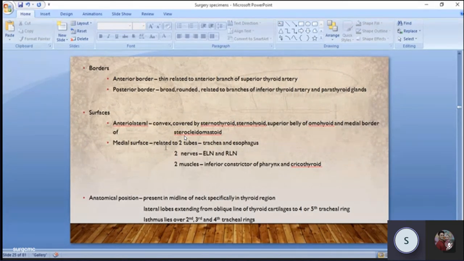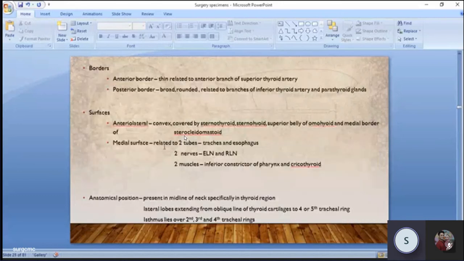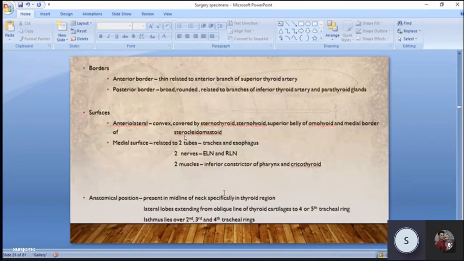On the medial surface, there is a groove. This is the groove. Okay, a concave surface. It is usually related to two tubes, which you know, trachea and esophagus. So it is a tracheoesophageal groove. This one. It is related to two nerves. Which ones? The external laryngeal nerve of the superior laryngeal nerve and the recurrent laryngeal nerve. And there are two muscles, the inferior constrictor of the pharynx and cricothyroid.